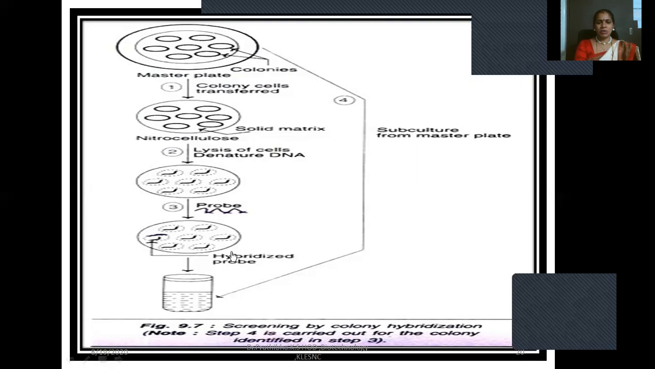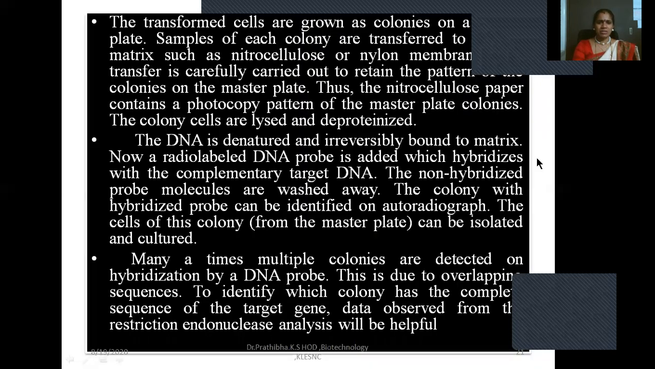Okay, so the colonies which are bound with our probe DNA molecule, once hybridization is found, those colonies will be further subjected to subculture. So we'll go for the subculture from the master plate for the further process of selection. Screening and selection will be done here. Further, that will be used for exploitation at the commercial level.